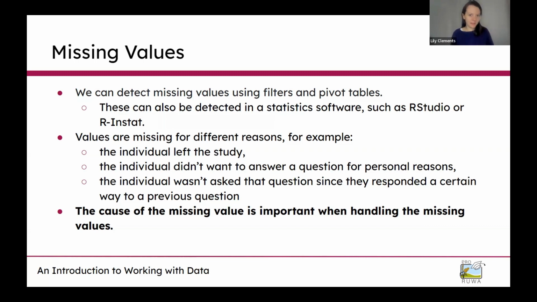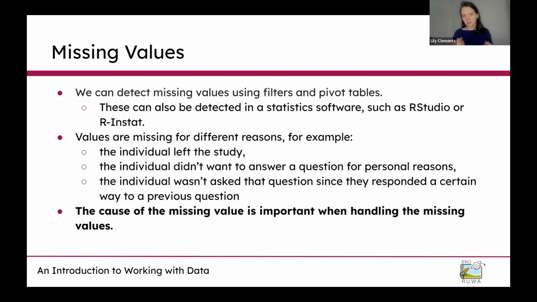It might be that the individual didn't want to answer a question for personal reasons. Perhaps they were asked a sensitive question, such as, what is your weight? It might be that the individual wasn't even asked that question because they responded in a certain way to a previous question, such as, do you have fallow land? And obviously, if you answered no to that, you're not going to be given those follow-up questions on fallow land.